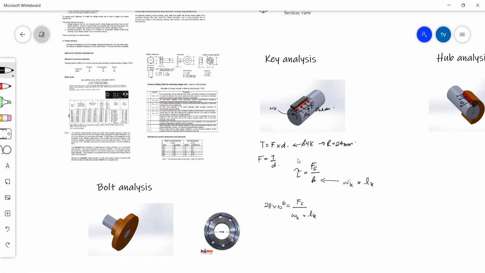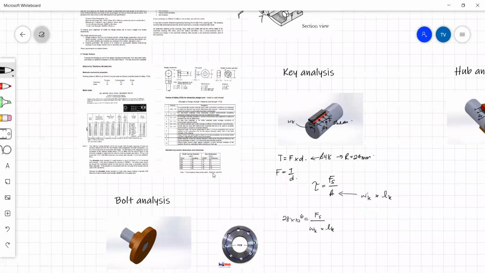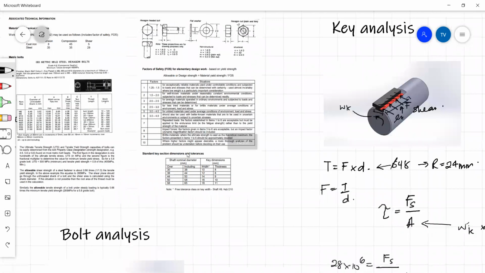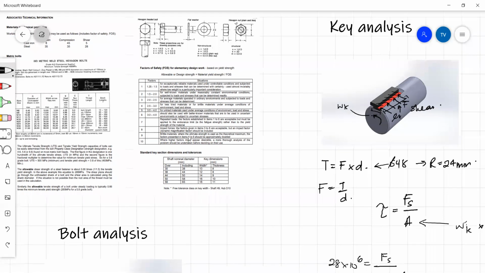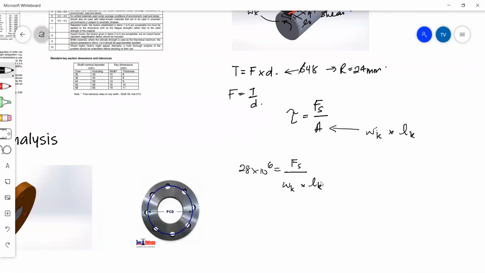Now your width of key, you can find also from the data sheet given to you. It says standard key section dimensions and tolerances. For a shaft size of anywhere between 44 and 50, we have a width of 14 millimeters and a thickness of 9 millimeters. So our key width in this case is 14 millimeters, and our length of key is the one that we're trying to find.